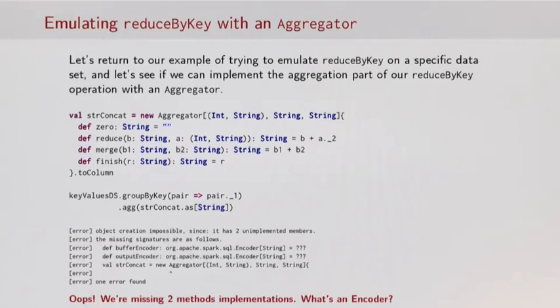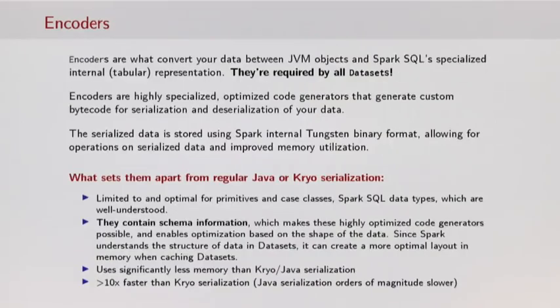It might be hard to read, but what it says here is that there are two unimplemented members, one called buffer encoder and one called output encoder, and they're of type encoder. Okay, what's an encoder? Well, believe it or not, we heard about these things in passing during the data frame session. Encoders are the things that convert your data between these JVM objects that you're used to operating on and this highly specialized internal tabular representation that Spark SQL operates on.